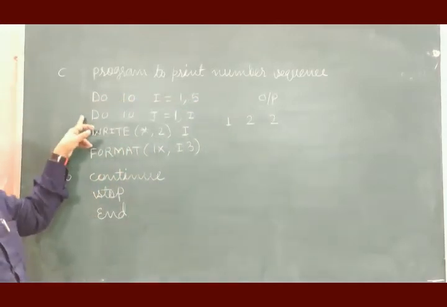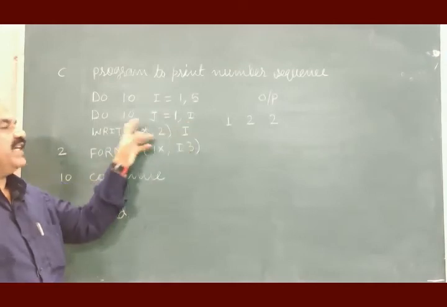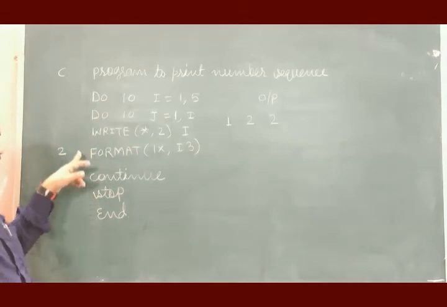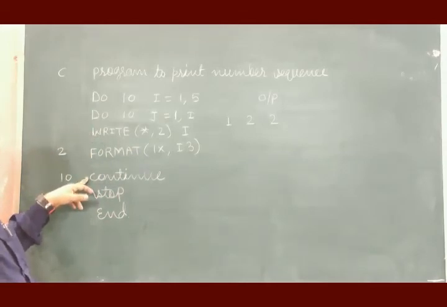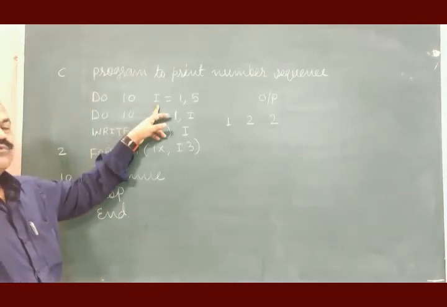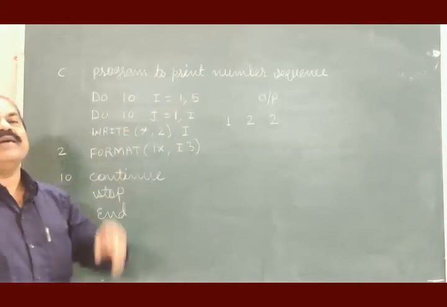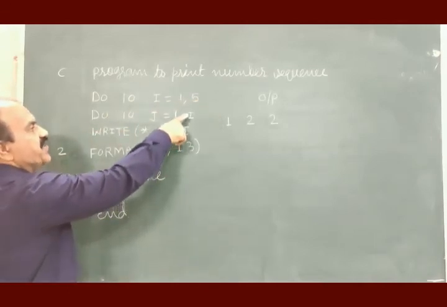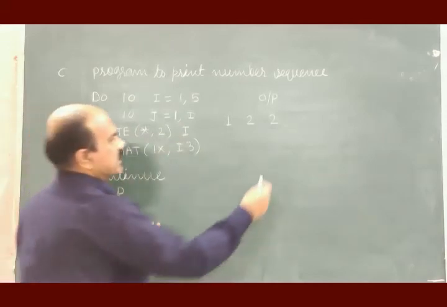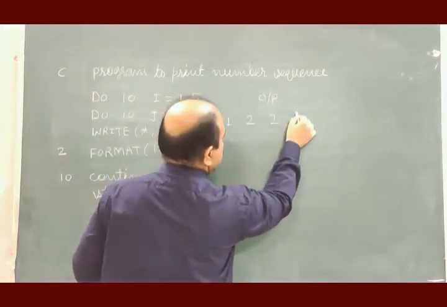Control comes here, goes to the inner loop. What is the maximum value of J? 2. It is already completed. Okay. So instead of going to the inner do loop, control will go to the outer do loop. What is the value of I now? 2. It is now incremented by 1. It will become 3. Now I is 3 here. Write I in this format. 3 is printed after skipping one space.